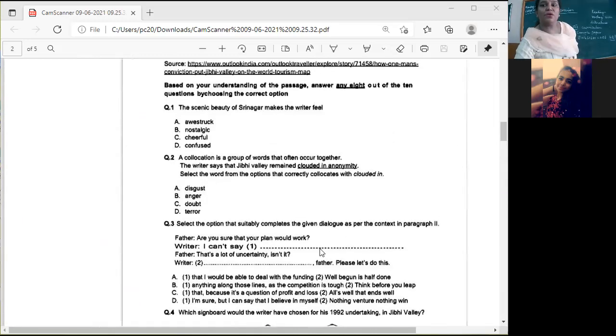Now see here, you know what? When we are doing multiple choices, a little hint that I can give you is, let us narrow down our choices. Ab ye second part dekho, second part jo hai options ka, aur second blank dekho, writer dash father. Father comes in the end. Well begun is half done, father. Please let's do it. Think before you leap, father. All's well that ends well, right? Or nothing ventured, nothing gained, father. Please let's do this, right? So see the second part also. The fourth is the correct answer, right?